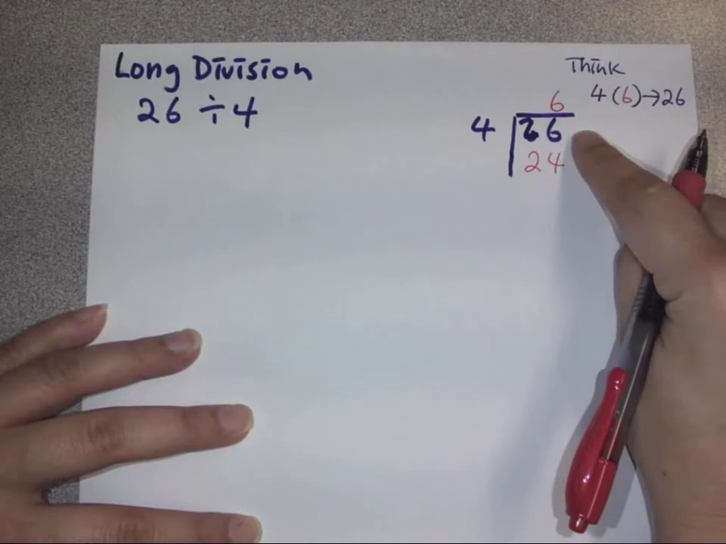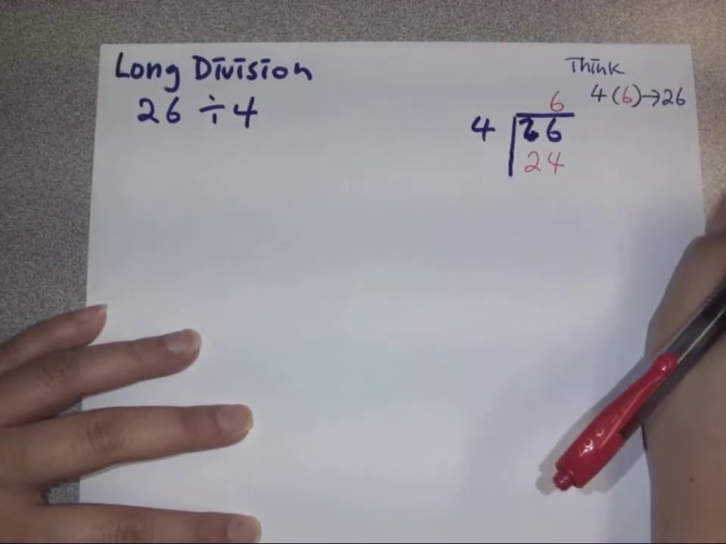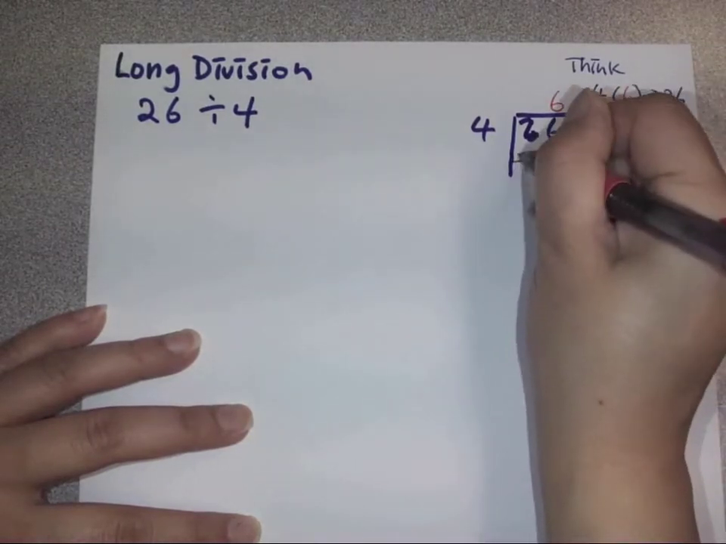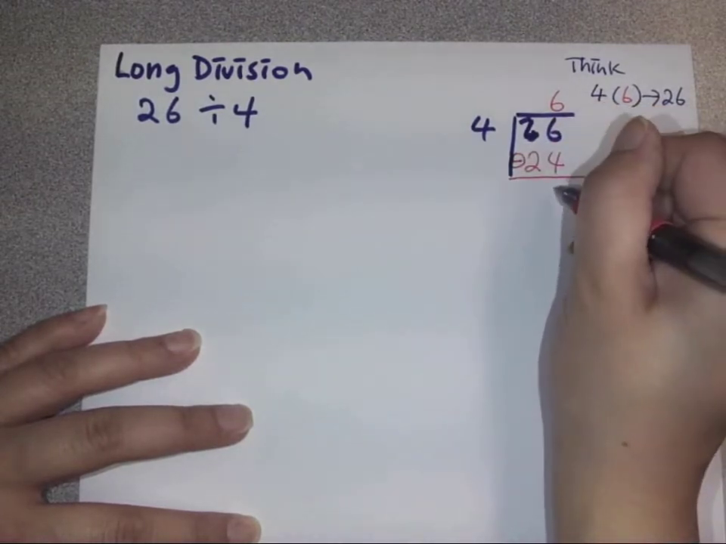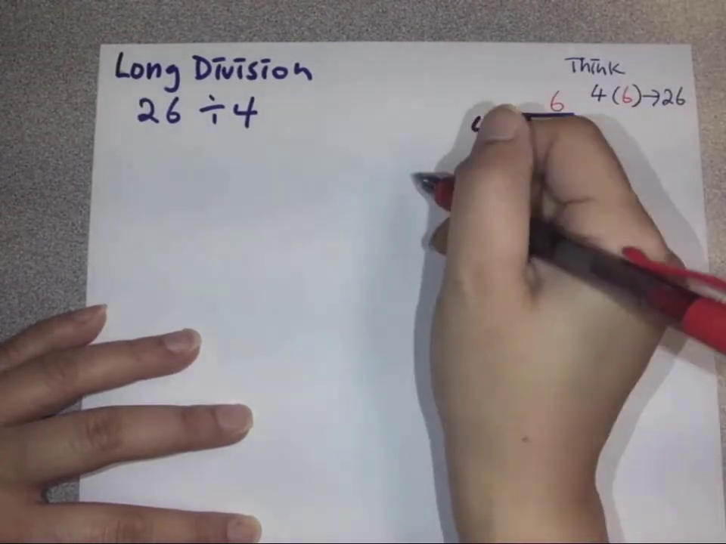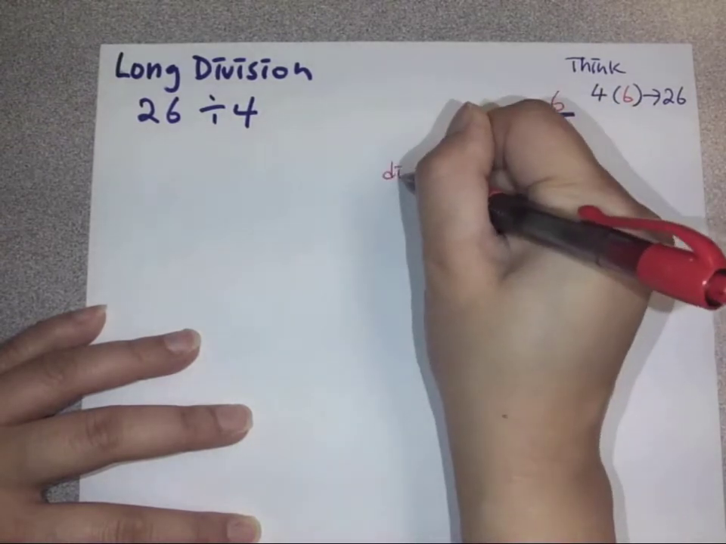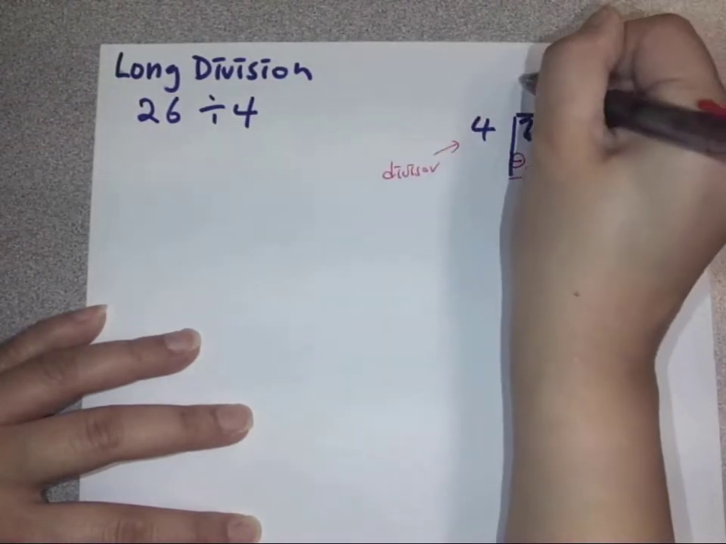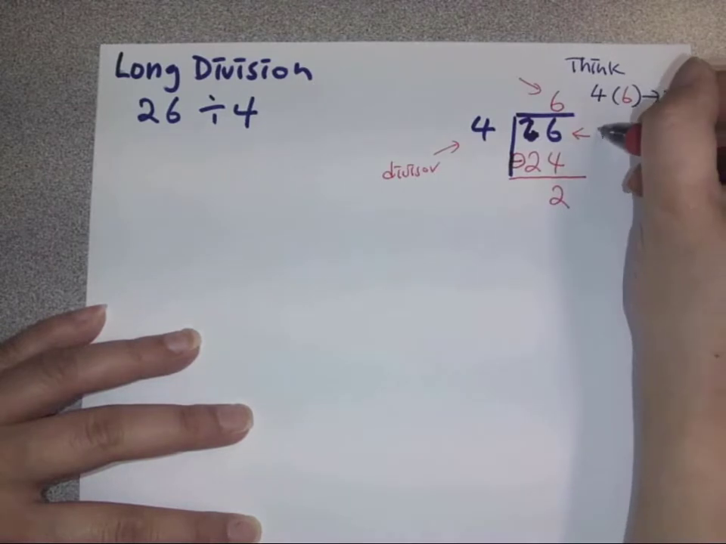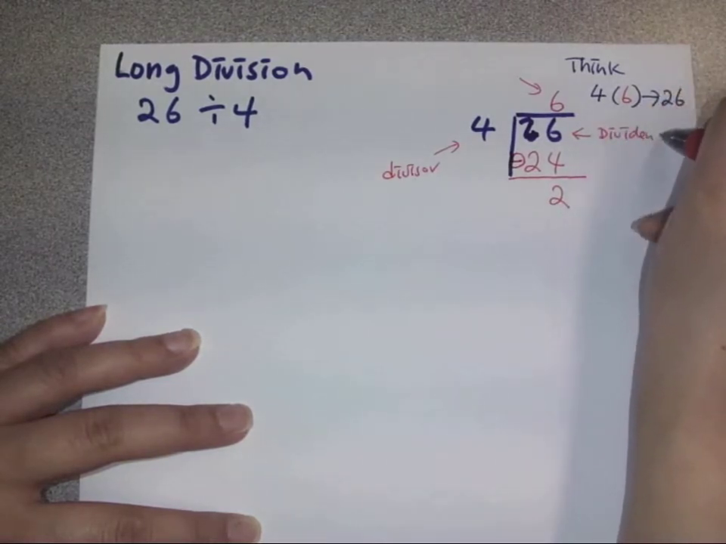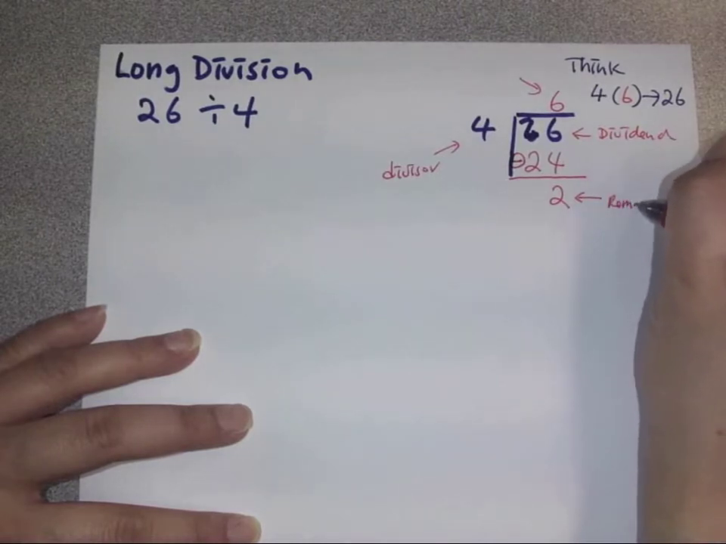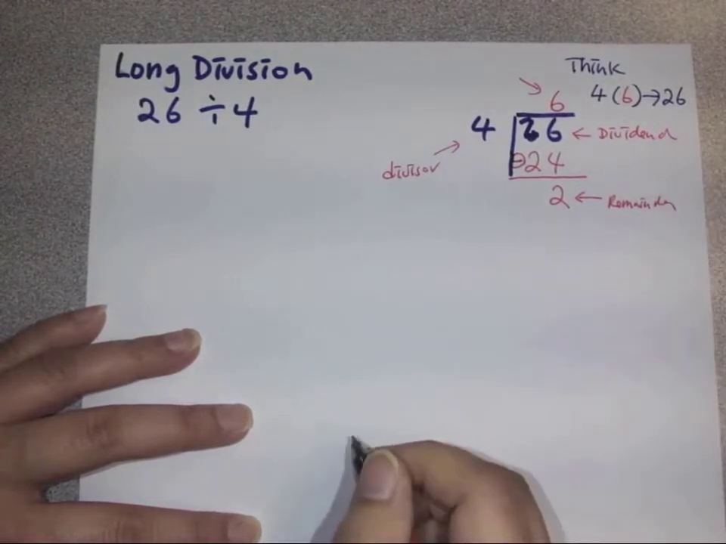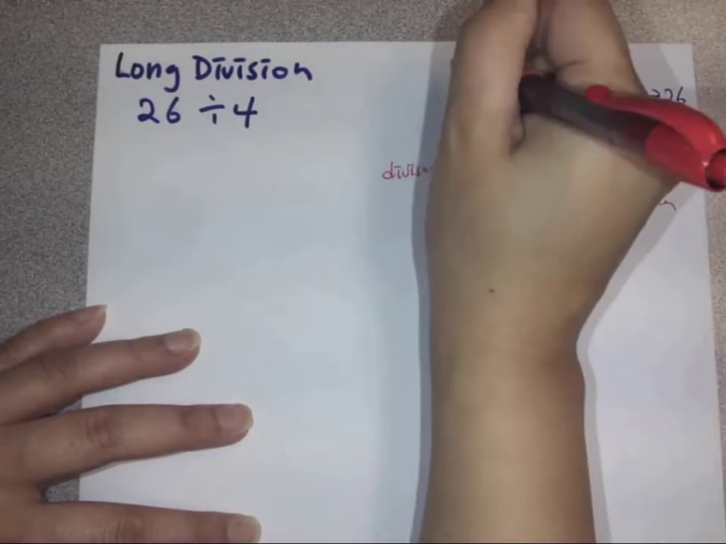What are we doing with 26 and 24 here? We are subtracting, so I want you to keep that in mind. After subtracting, what do we get? 2. So the terminology here is, you told me this is the divisor. This is the dividend. 2 is your remainder. And 6 is your quotient.